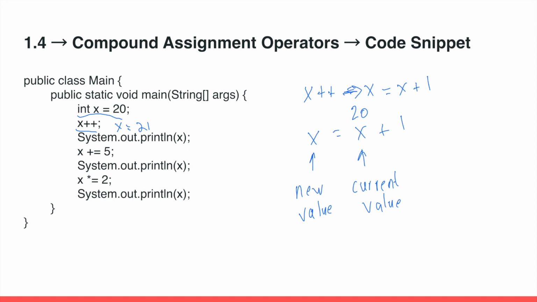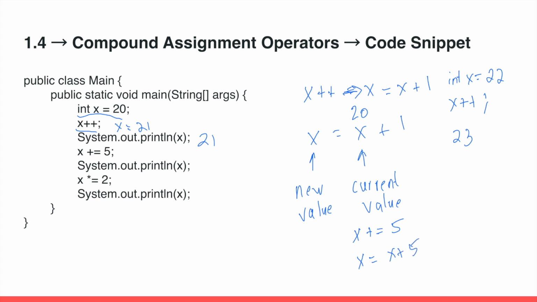So let's say, for example, we had int x equals 22, and then we did x++. That means that if you printed out x, we would get 23. So similarly right here, now x after this is 21. So if we print out x right here, we're going to get 21. But now we're going to do x += 5.